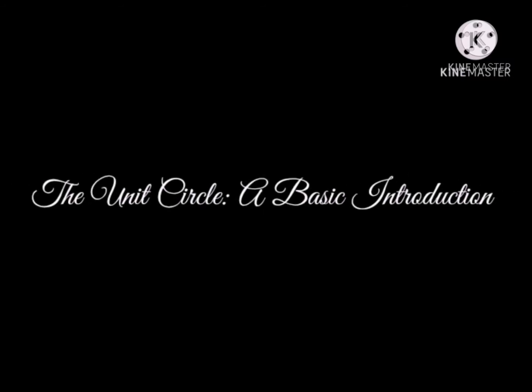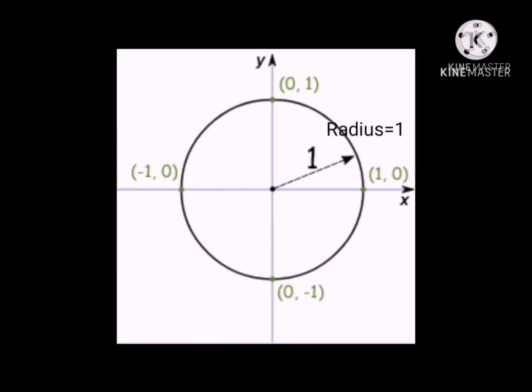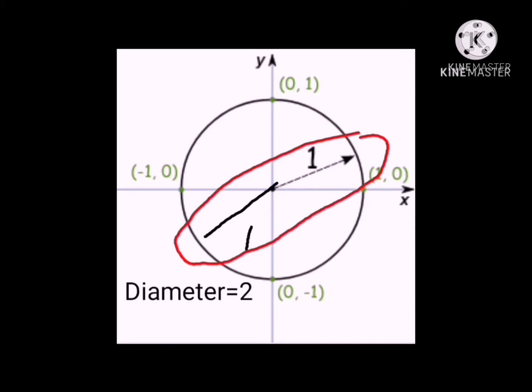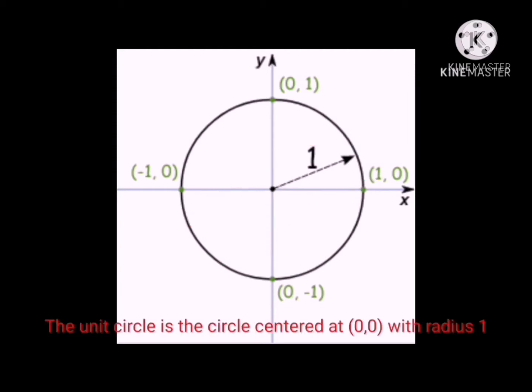The unit circle is a circle with a radius of 1. This means that for any straight line drawn from the center point of the circle to any point along the edge of the circle, the length of that line will always equal 1. This also means that the diameter of the circle will equal 2, since the diameter is equal to twice the length of the radius. Typically, the center point of the unit circle is where the x-axis and y-axis intersect, or at the coordinates 0 and 0.